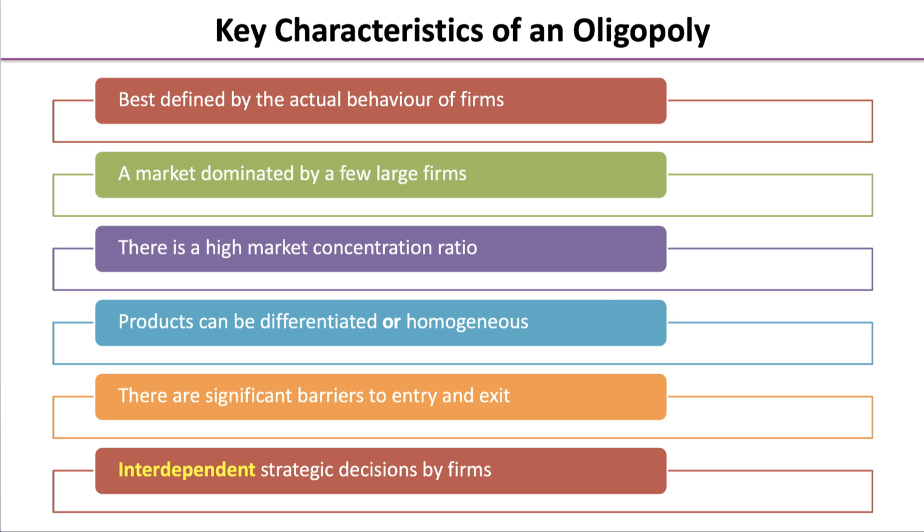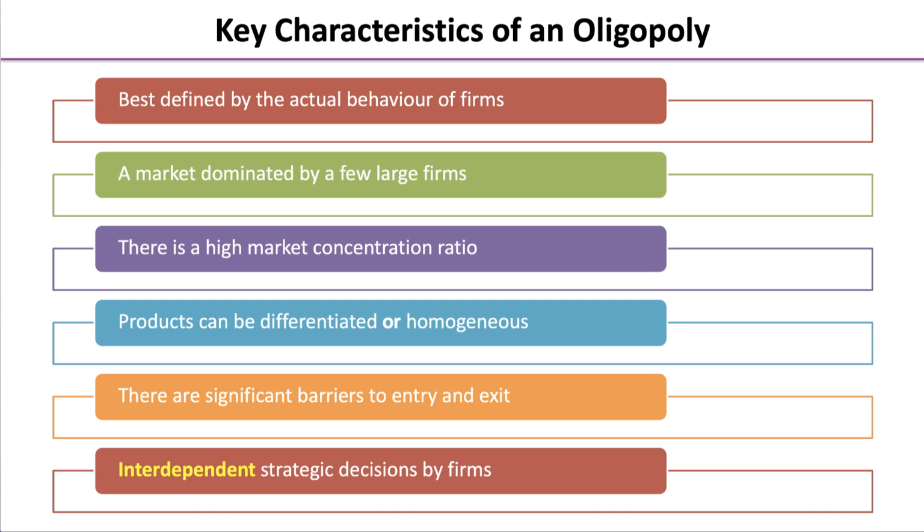So let's summarise the first few ideas there and think about what the key characteristics of this market structure are. So we're defining it by the actual behaviour of the incumbent firms in the industry. The market's dominated by a few large firms, the concentration ratio is high, products can be differentiated, they can be homogeneous too, but most of the time they're differentiated.